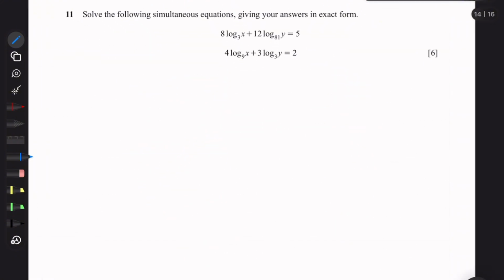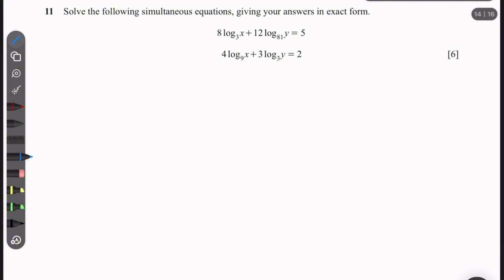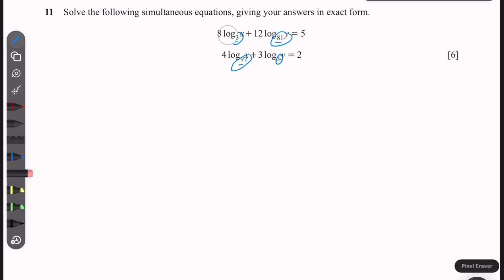Question 11. Solve the following simultaneous equations, giving your answers in exact form. Okay, so we have two simultaneous equations that have logs, and the logs have different bases. This one has 3, this one's 81, and this one has 9. But both equations have logs with base 3, so we should change the other logs, which is 81 and 9, to base 3 as well. Okay, so let's change the base first.